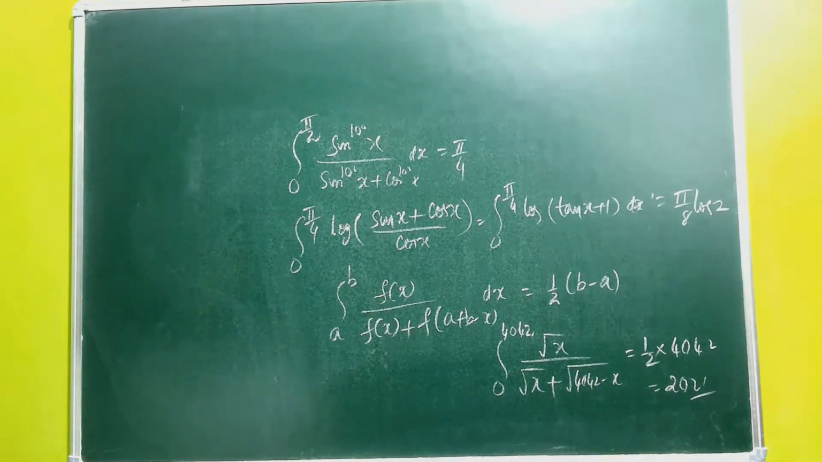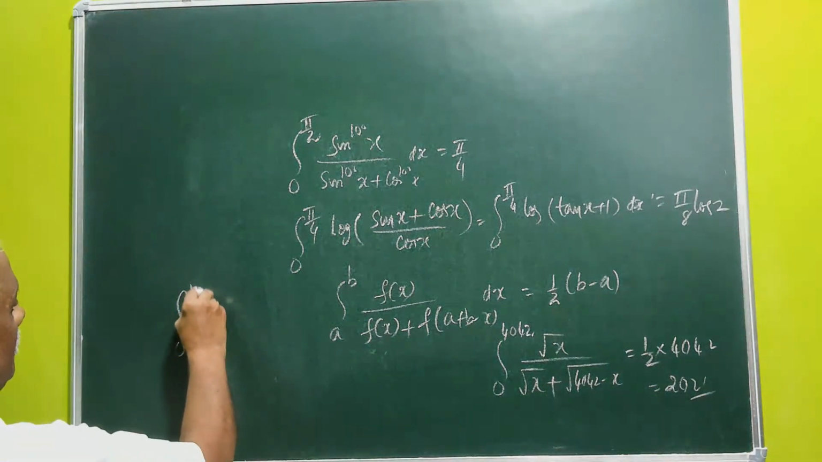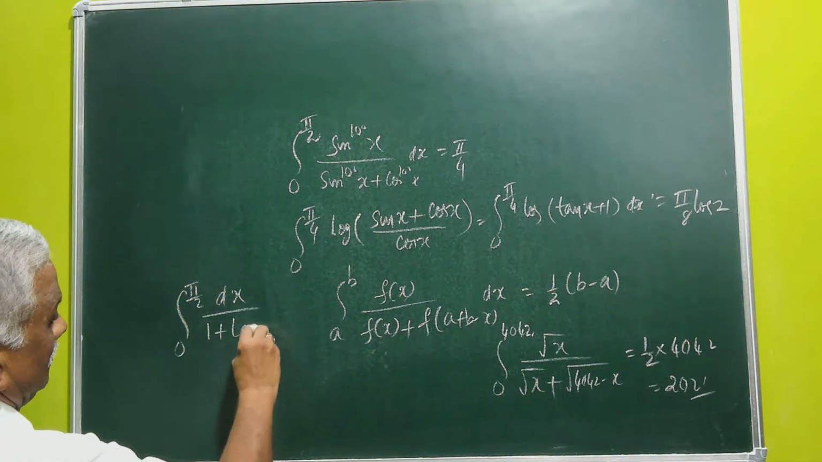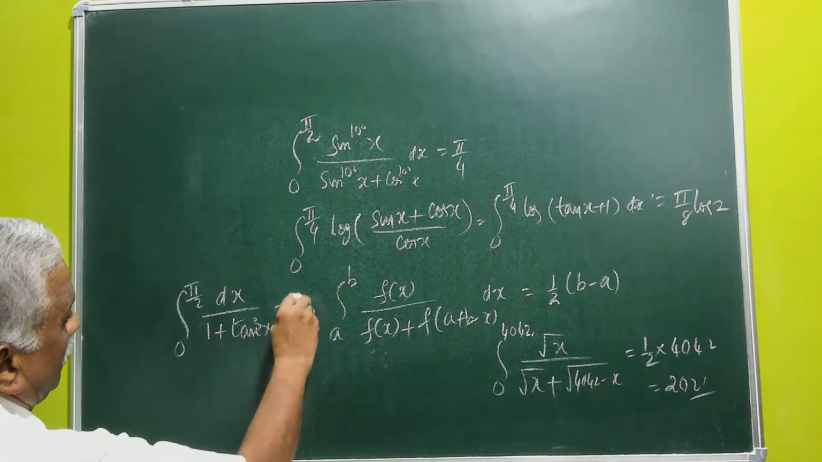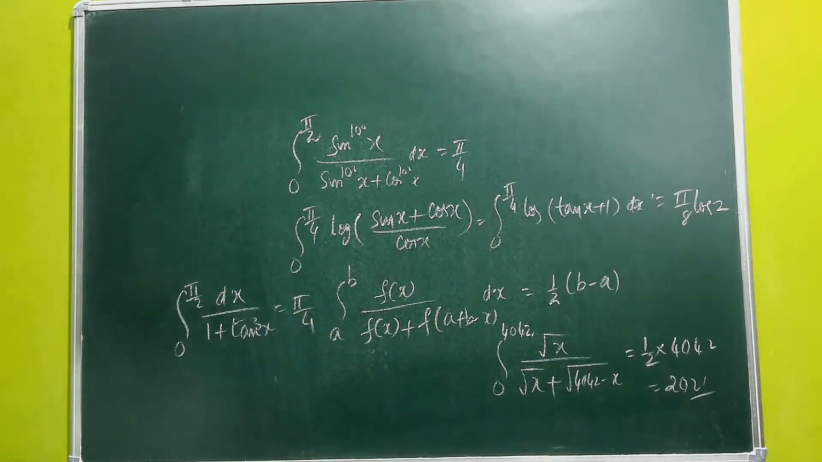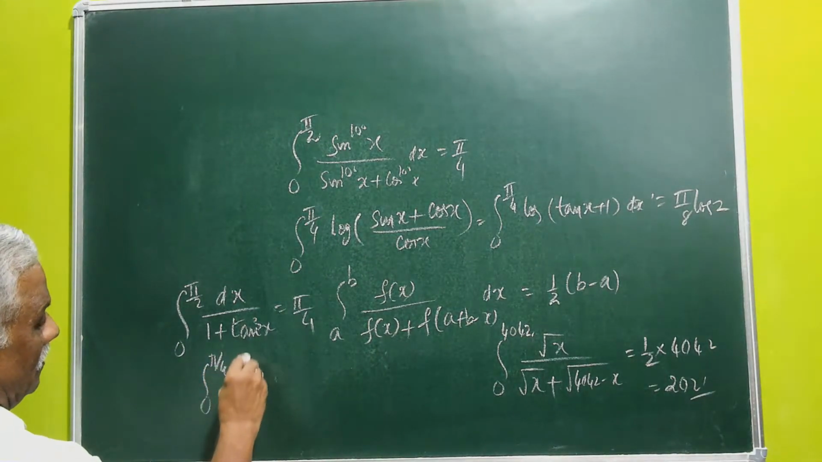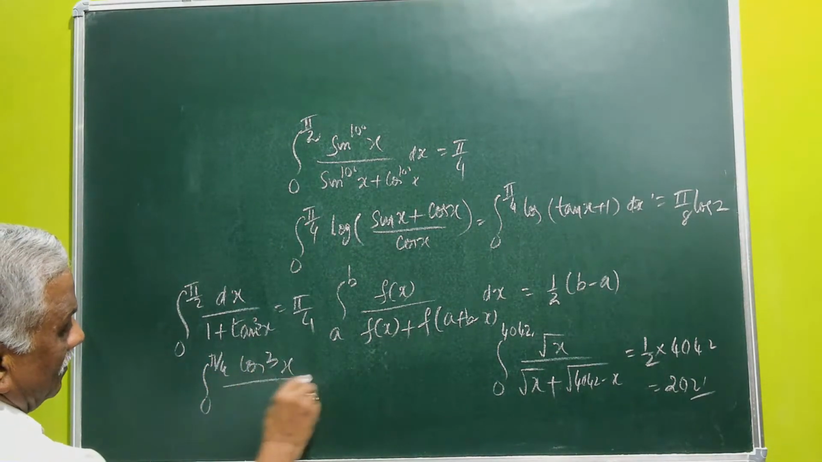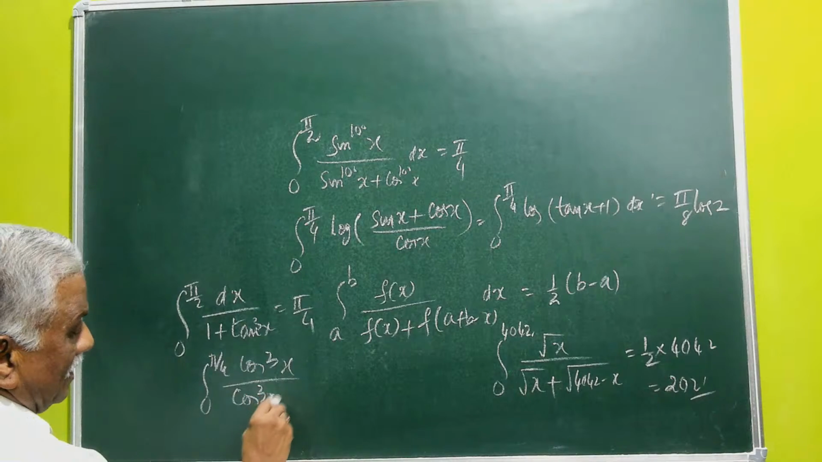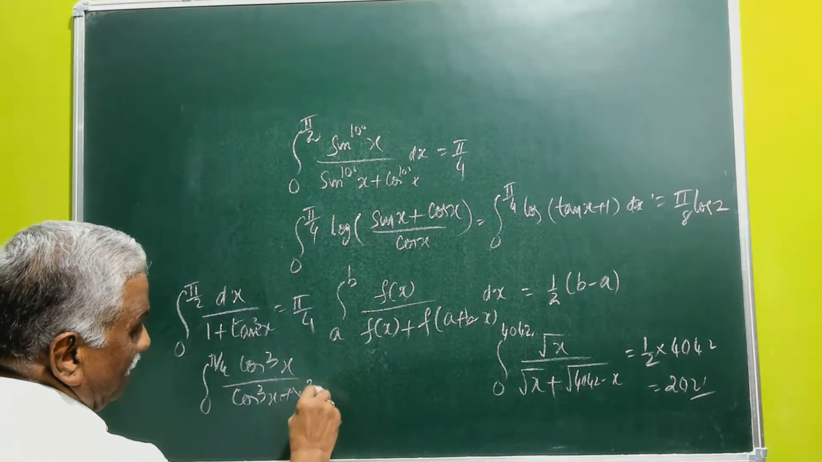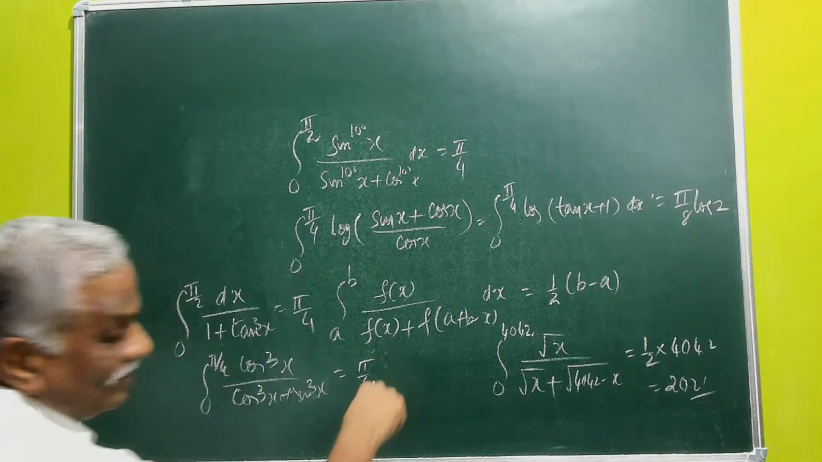Zero to pi by 2, dx of 1 plus tan cube x. So without working the problem, you can write this as pi by 4. Why? If you write tan as sine by cos, you will get cos cube x over cos cube x plus sine cube x. That's the standard formula and equal to pi by 4.